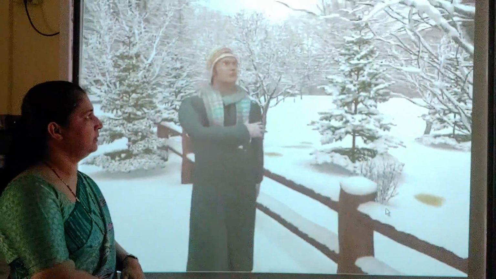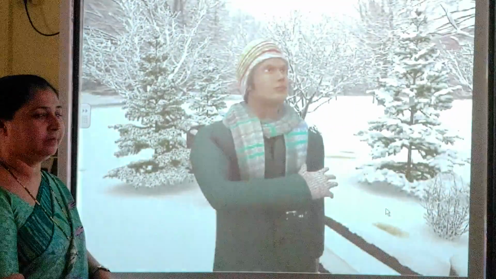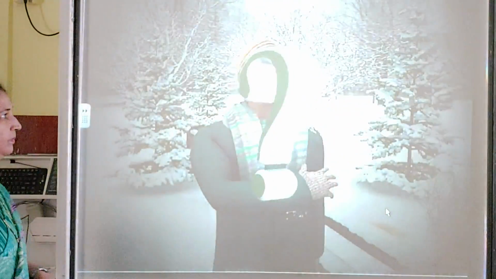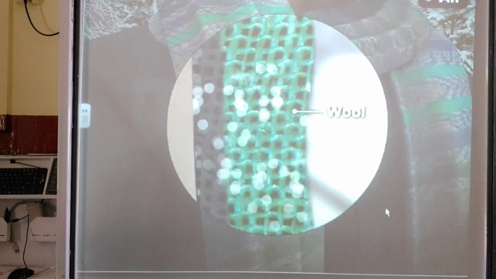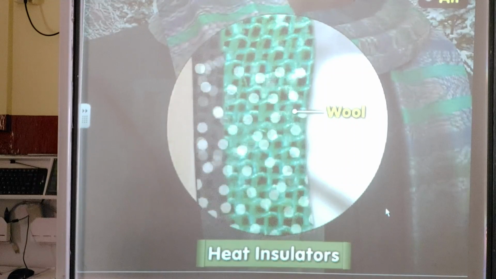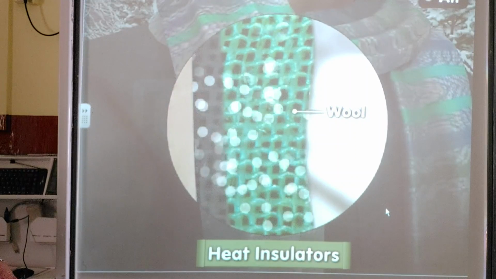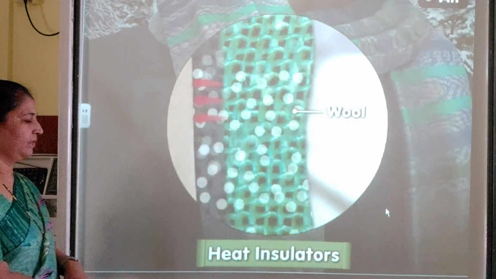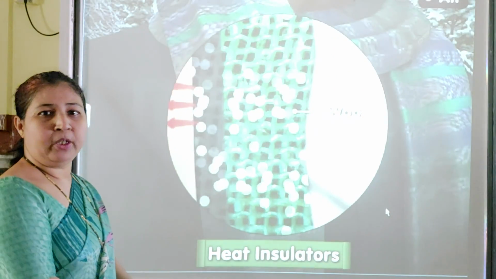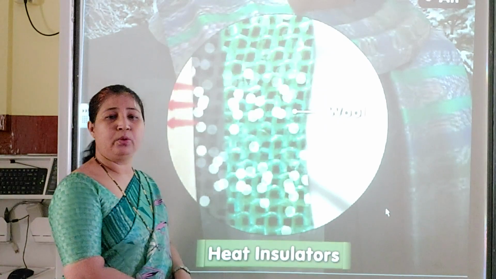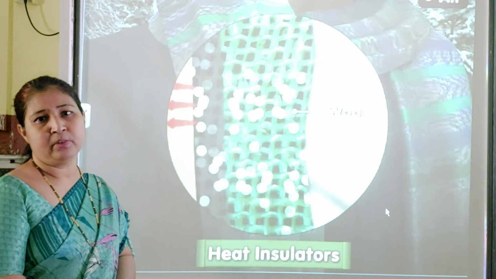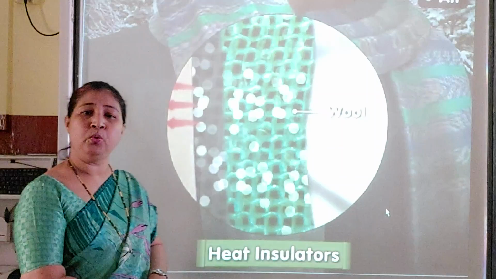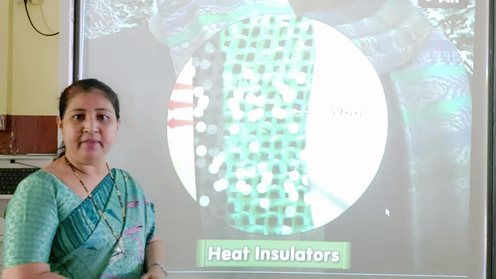Woolen clothes keep us warm in winter. How? Woolen clothes have fine pores with air trapped in them. Both wool and air being heat insulators prevent heat loss from the body and keep us warm. We wear what type of clothes in the winter? We wear woolen clothes. How do you feel? You feel warm. Why? As air is also a poor conductor of heat, as well as the wool, it keeps us warm.